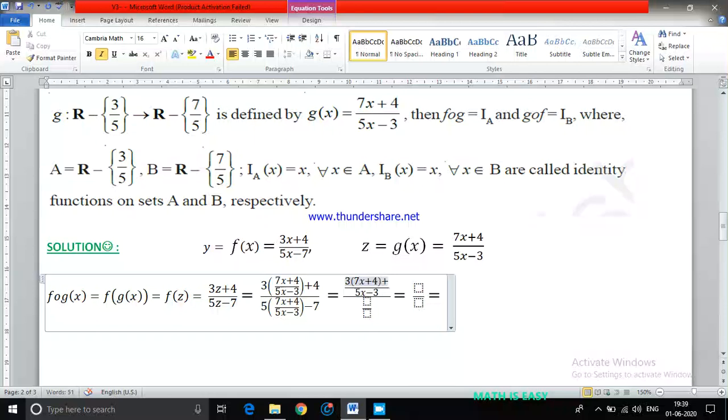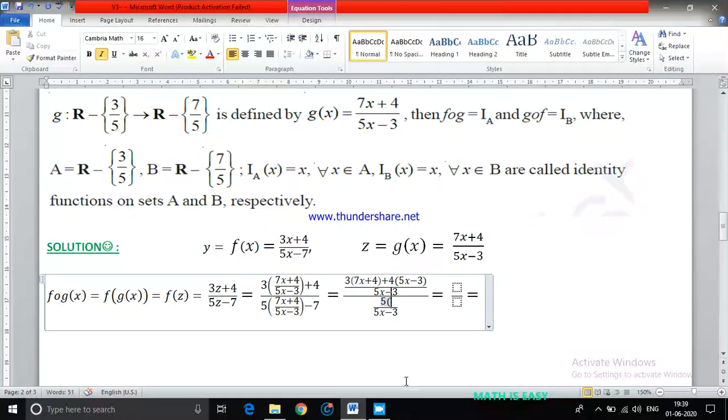Okay, then plus 4 times of 5x minus 3. Hope you are aware how to take the LCM. Now if I come to this denominator terms, here also 5x minus 3 is the LCM. So the numerator will be 5 times 7x plus 4, minus 7 times 5x minus 3.